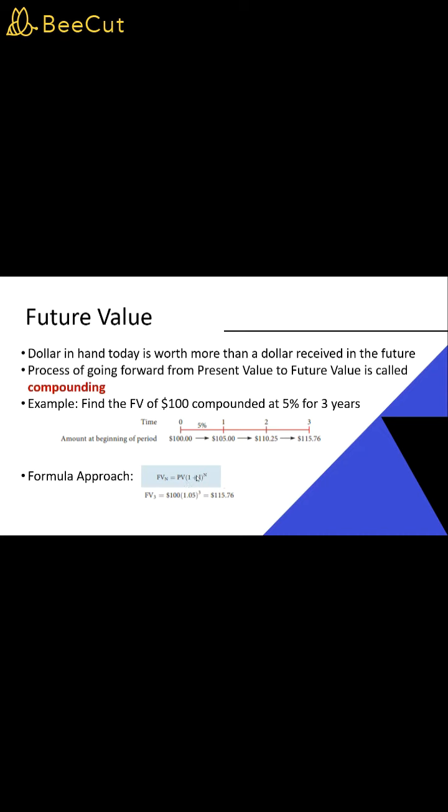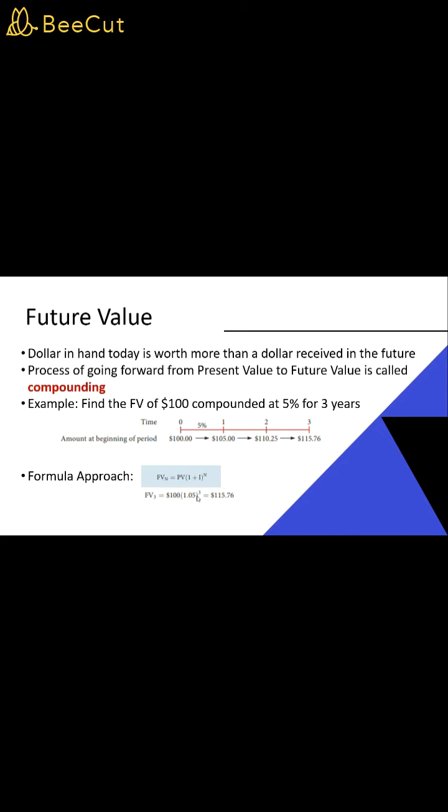Now, if you wanted to just use a shortcut approach and use a formula, given that you had this timeline, just the basic information on the timeline, what you could do is use this formula, which says future value is equal to present value times (1 plus I), where n is the exponent, which is 3. Because in this case, there are 3 years, so n is 3, and I is 0.05.